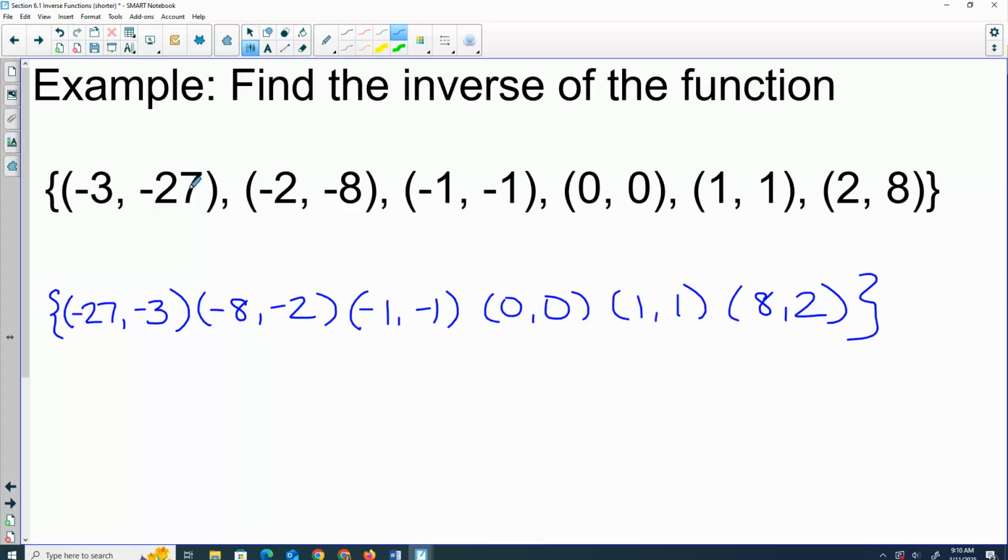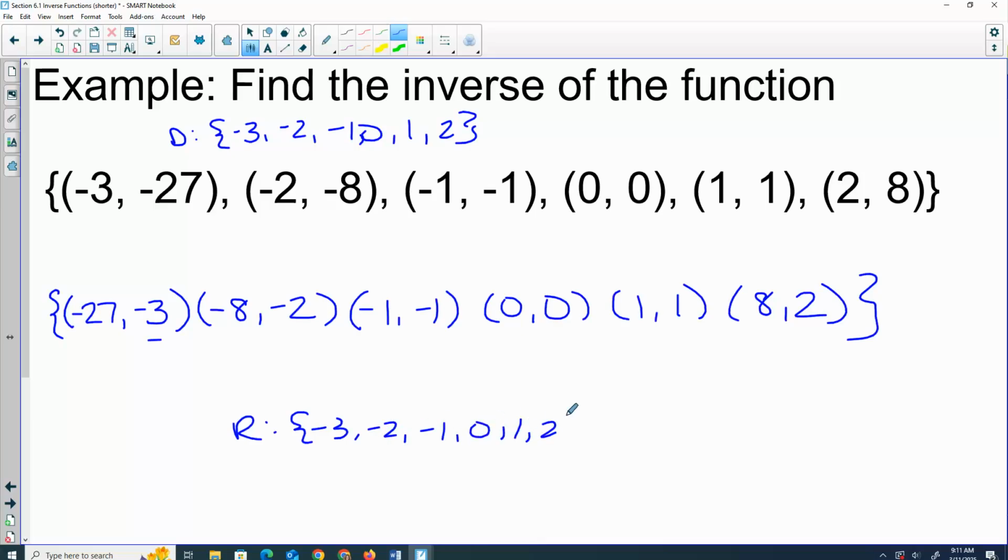Are we okay with that part? So you'll notice the domain of the original, the x's in the original becomes what? In this original one, my domains, my x's were -3, -2, -1, 0, 1, and 2. When you go to this one, those are the y values, so those are the range. The range of the original becomes the domain in the inverse because x and y just flip.